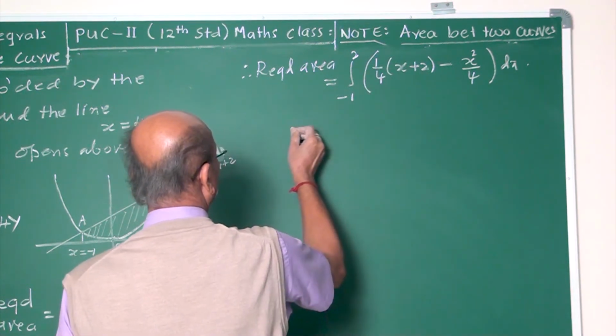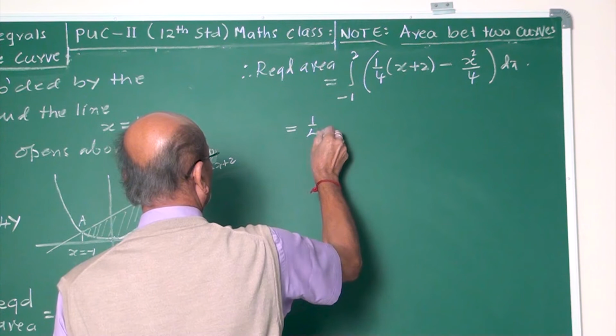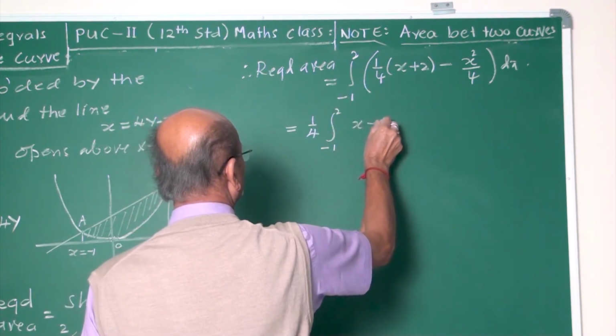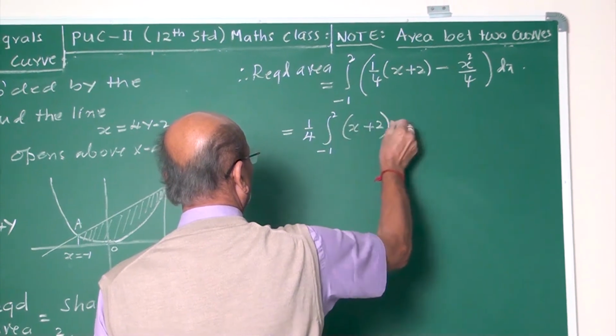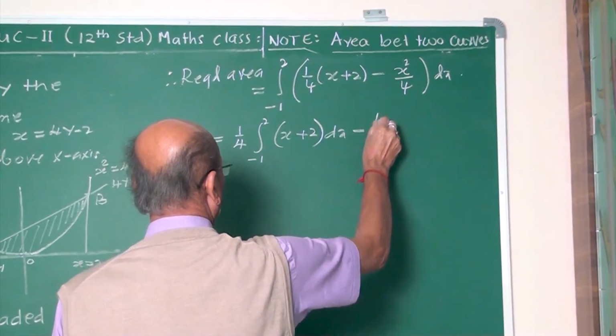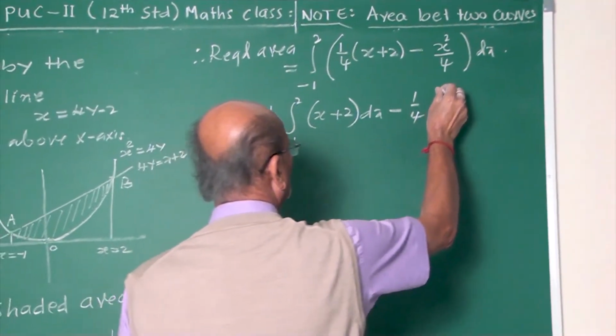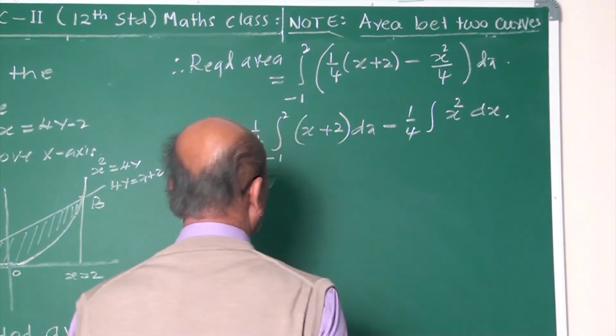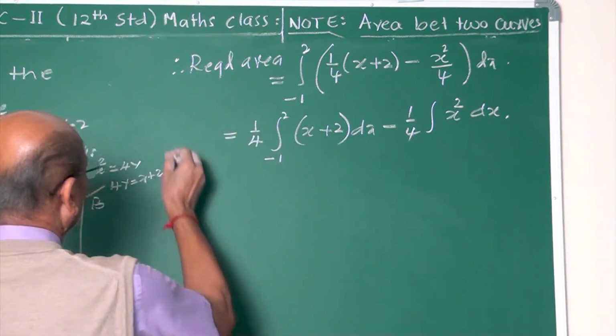Yes, my friends, this is 1 by 4 integral from minus 1 to 2. I take the first part, the line, as x plus 2, minus 1 by 4 into integral of x square dx. Write the integrals and simplify.